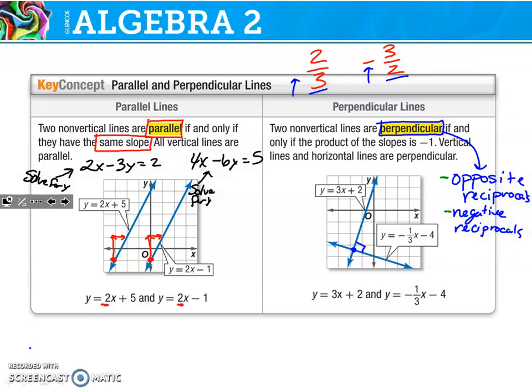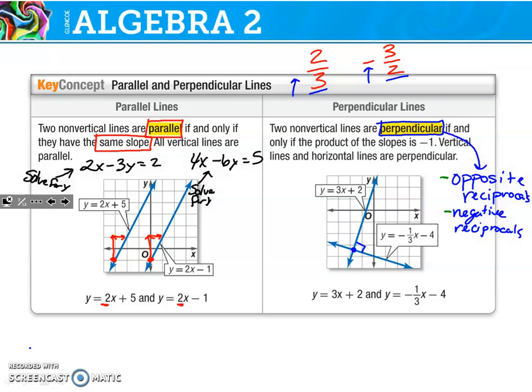Okay? You guys can look at this example down below here. We have a positive 3, and we have a negative 1/3. Remember, 3 is just 3 over 1. So are these two reciprocals of each other? Yes. Is one positive and one negative? Yes. So these two lines are perpendicular.